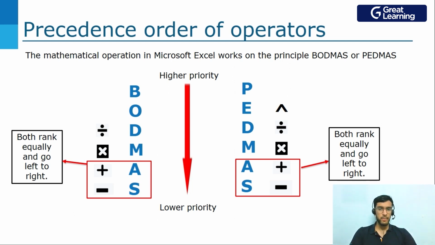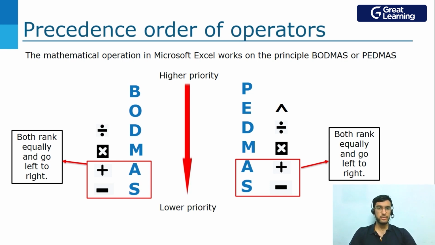But addition and subtraction are equally ranked, and whichever Microsoft Excel encounters first gets executed first. So that's how the priority of operators works in Microsoft Excel, and this plays a major role when we use mathematical operators in a formula.